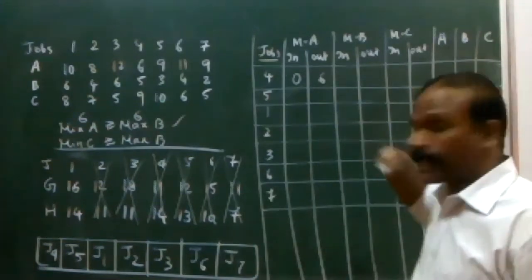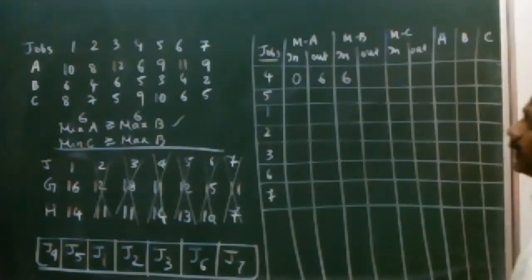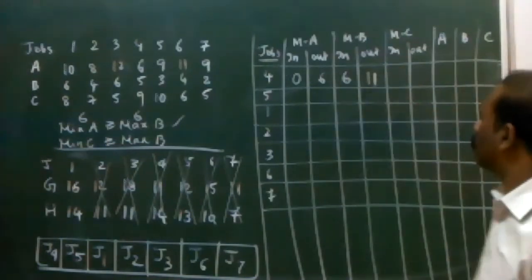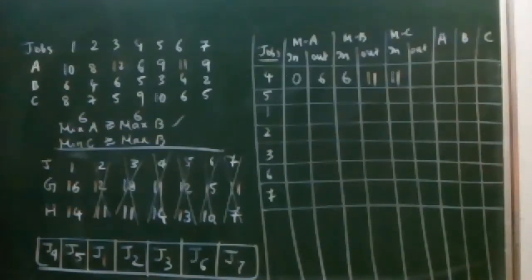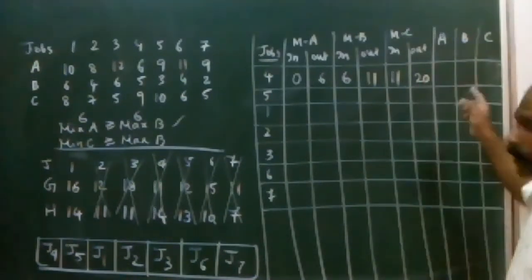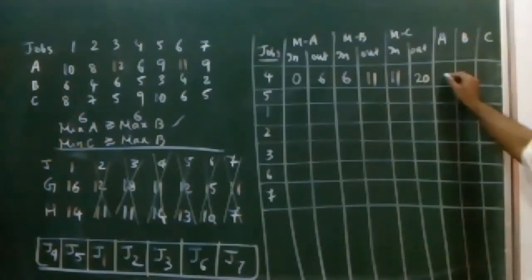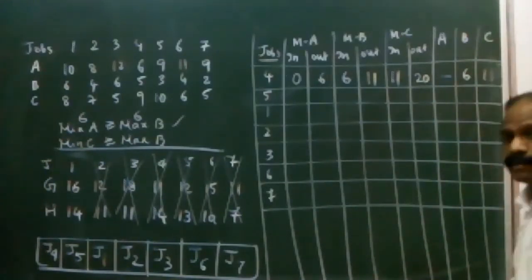Here, what time will I start? I'm supposed to start at 6. And what time does it end? It ends at 11. So the machine again starts at 11, and what time does it complete? 20. It ends at 20. Now can you please tell me the idle time quickly? For machine A, there is no idle time. For machine B, the idle time is 6, and for machine C, the idle time is 11.